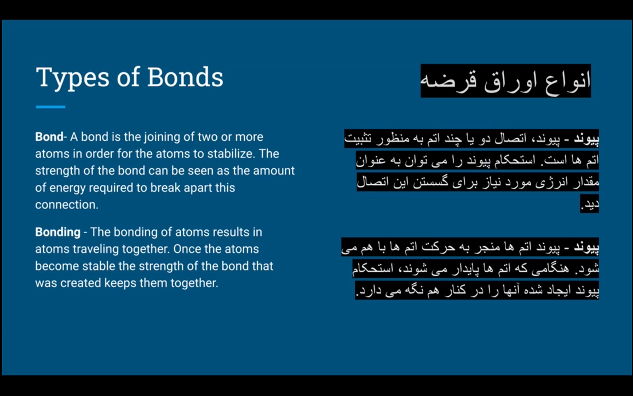A bond can be strong if it's really hard to break apart, or super weak if it's easily broken apart. The bonding of an atom usually leads to these atoms traveling together because, like I said, they are either sharing or trading electrons, so they need to stay together. Once they stabilize, they have strength and they don't want to separate.